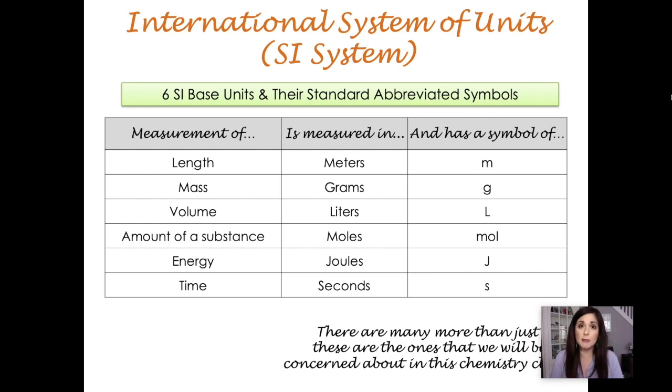Uppercase L, or a capital L. The reason why it's capital is because if you do a lowercase l, it looks kind of like a 1. So to differentiate between the two, we always do a capital letter L. Amount of a substance is the mole.